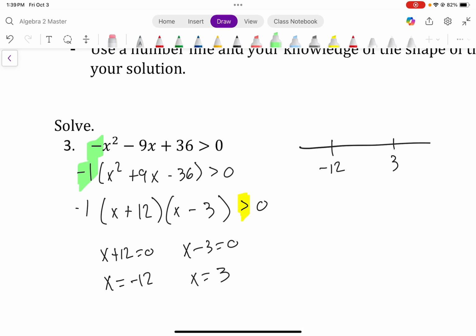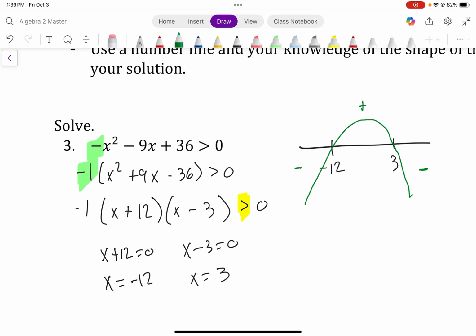Sometimes you have to factor something out, sometimes you don't. All I care about is, because this is a negative a value, if I were to draw the parabola, it would look something along those lines. I don't know any ordered pair other than (-12, 0) and (3, 0). Those are it. But it's going to open downwards. So now, if I think of that number line as my y value being 0, these would be negative values, those would be positive values, and these would be negative values.